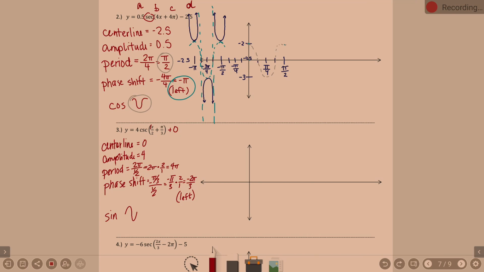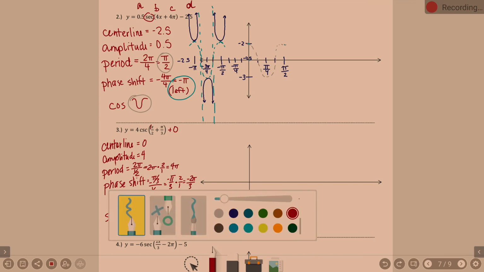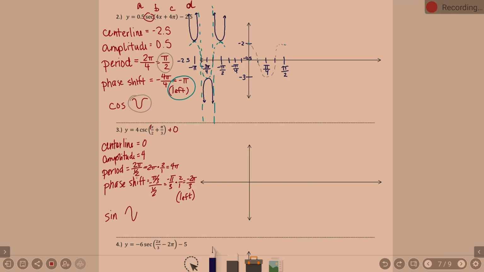Okay. With that in mind, let's do some labeling. Let's start with the vertical axis like I showed last time. Center line is 0. Amplitude of 4, which puts me at what? Up 4, down 4. I would not use that whole vertical axis to go up 4 and down 4 because we're in secant cosecant world here.